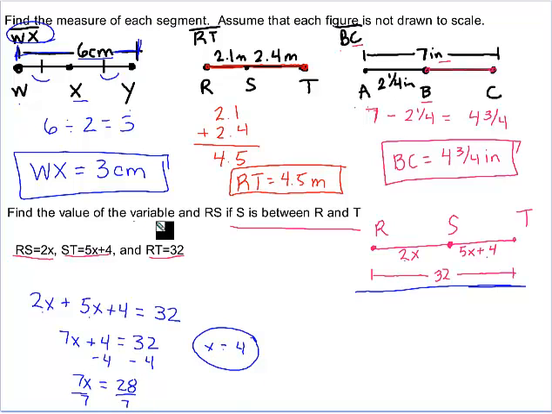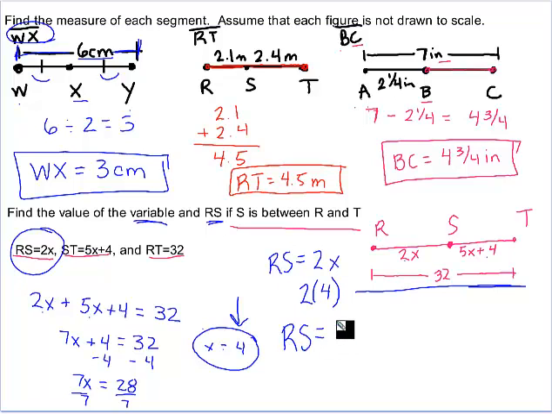That was one part of it. We want to find the variable. There's our variable x. Second part is we want to find RS. Well, here we have RS is equal to 2x, and we just found out that x is equal to 4. So RS is 2x, x is 4, so 2 times 4 is 8. So the measurement of RS is 8. So we have two answers here. Our variable x is 4 and RS is 8.